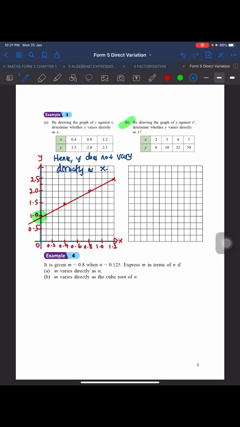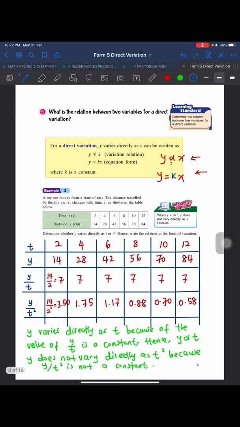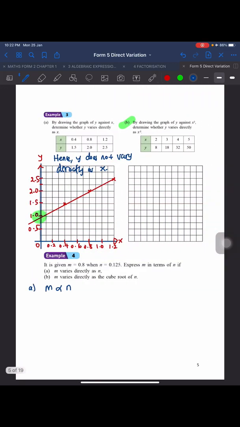Okay, next we look at example 4. It is given that m equals 0.8 and n equals 0.125. Express m in terms of n if, first part, m varies directly as n. Okay, so we know that this is a variation relation form. From this form we need to transform it into equation form. So what can we do?